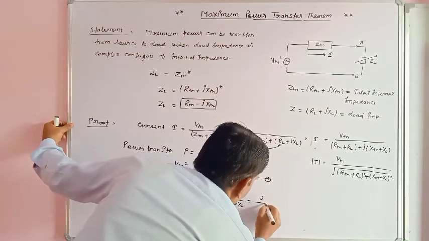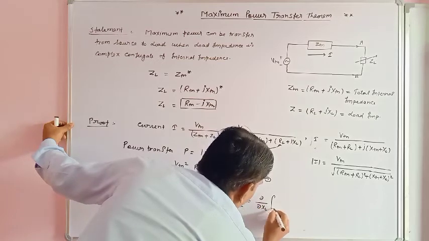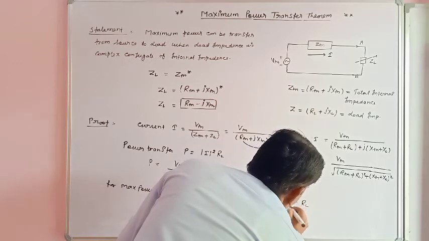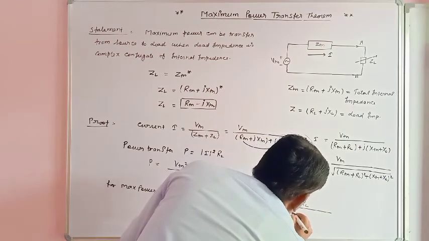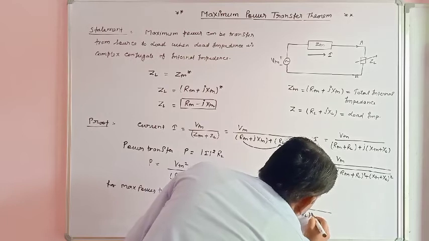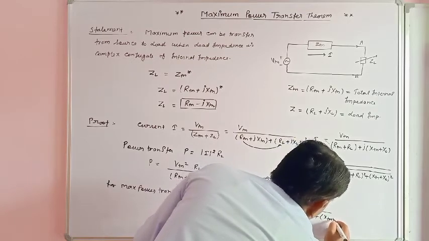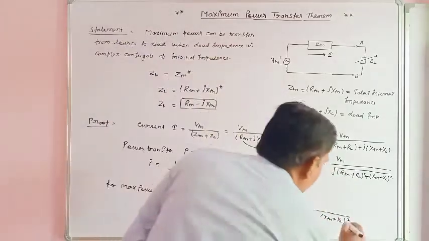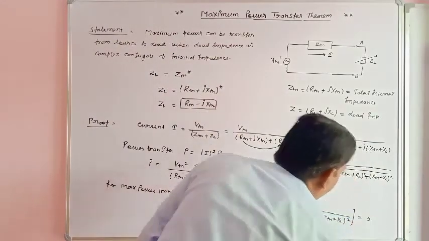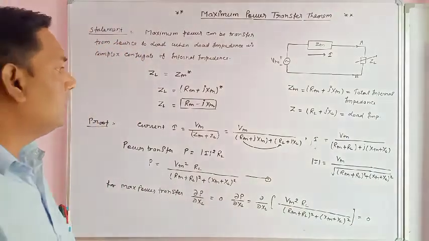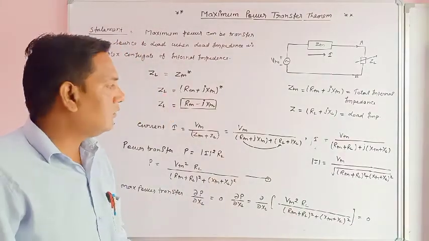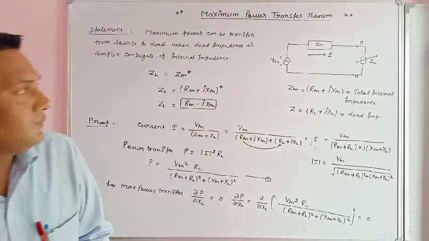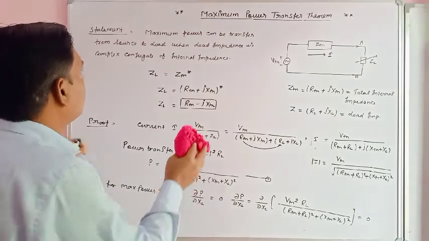So differentiating, del P upon del XL is equal to del upon del XL of power, which is VTH square RL upon RTH plus RL to the whole square plus XTH plus XL to the whole square, and it should be equal to 0. Dear students, you can take a screenshot to continue.